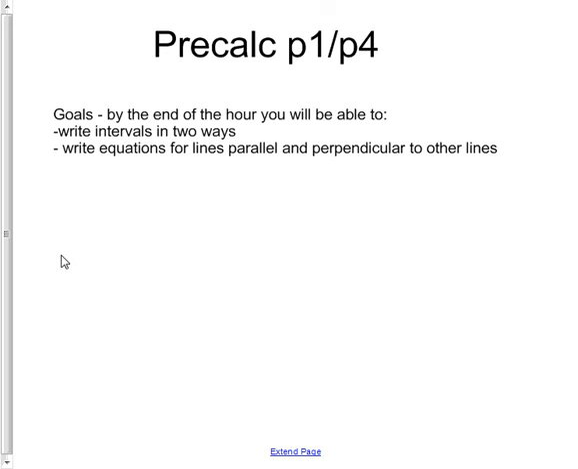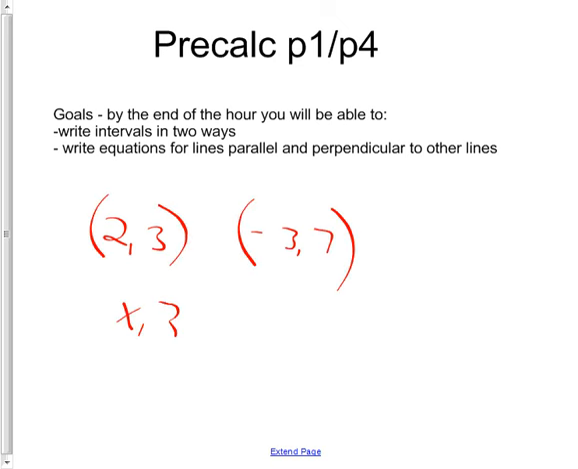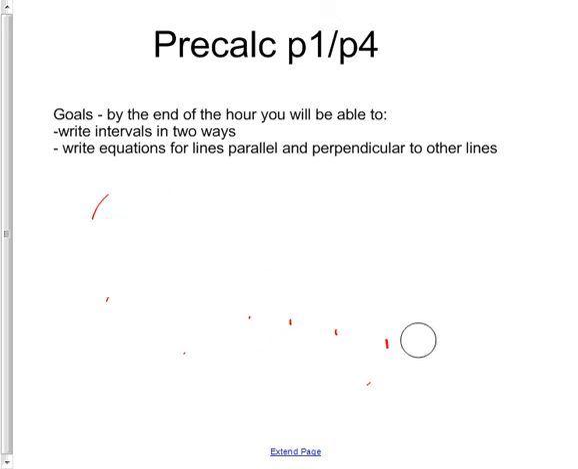We use variables in there instead of just numbers. Instead of just saying, you know, the points are 2, 3 and negative 3, 7, we're going to step it up so it'll be like x, 3 and negative y, 5 or whatever. You'll have to write an equation when you have variables in it. All right, so that's what you're going to learn, and let's start with the interval thing.